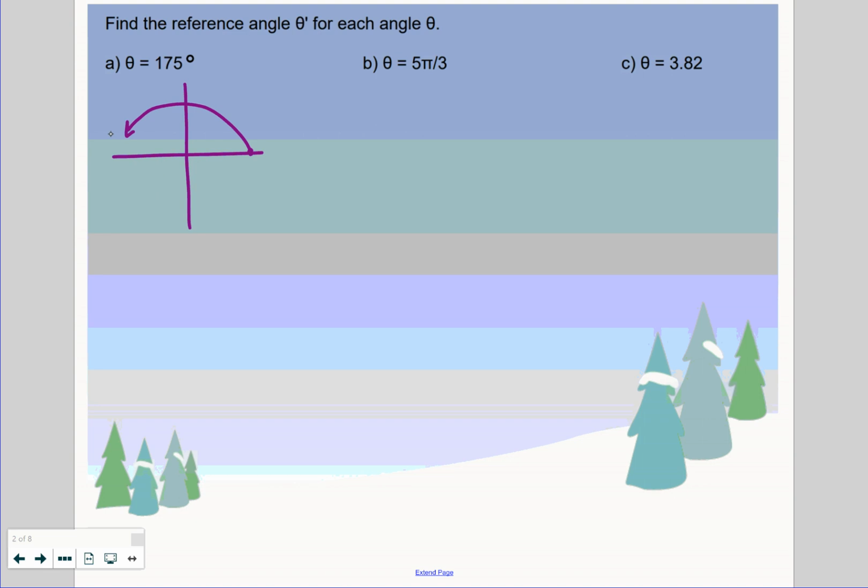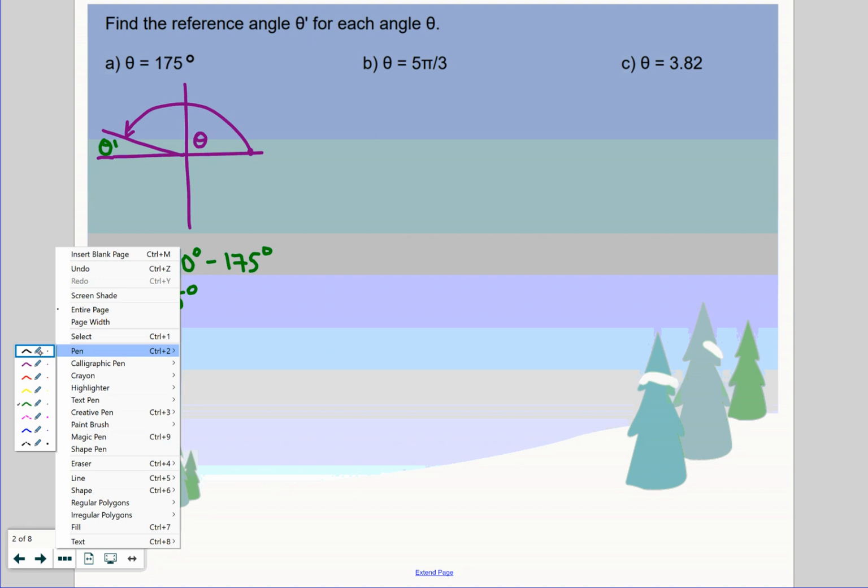counterclockwise almost 180 degrees. Okay, so that's my original theta, and that's 175. And our theta prime is going to be that angle from that terminal side to the x-axis. So in this case, to calculate theta prime, it's just the difference between 180 degrees and our original angle, 175. This one you can do in your head, and you're going to get theta prime is equal to 5 degrees.